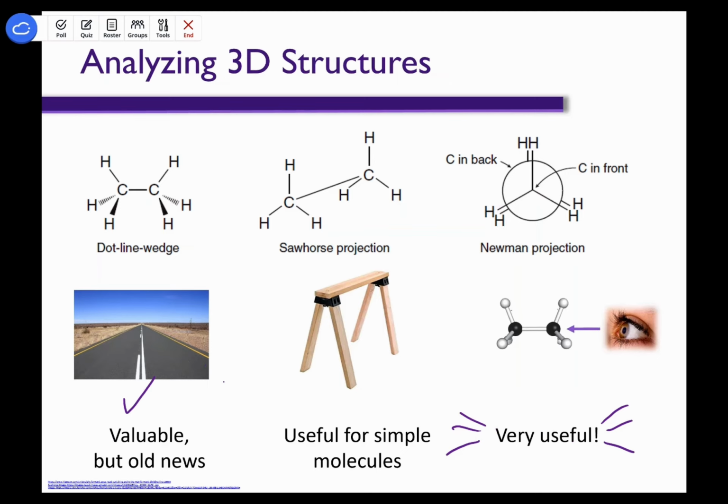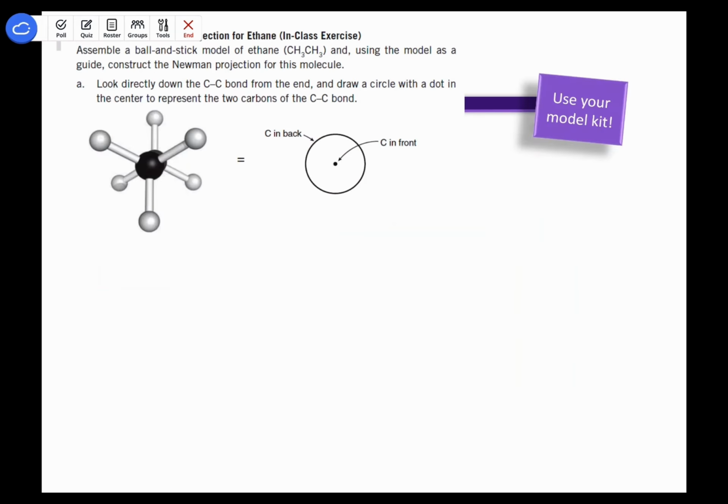So we know this method. This is good for simple molecules. It's not my favorite. I find it not the best. But we can definitely use the Newman projection to communicate three-dimensional shape and, most importantly, conformations. And we're going to be defining that as we go along today. First, to get started, we're going to talk about how to interpret these structures. So we're going to follow these instructions as a class.